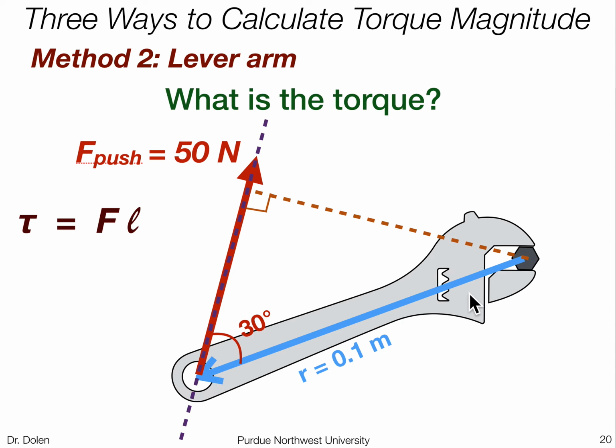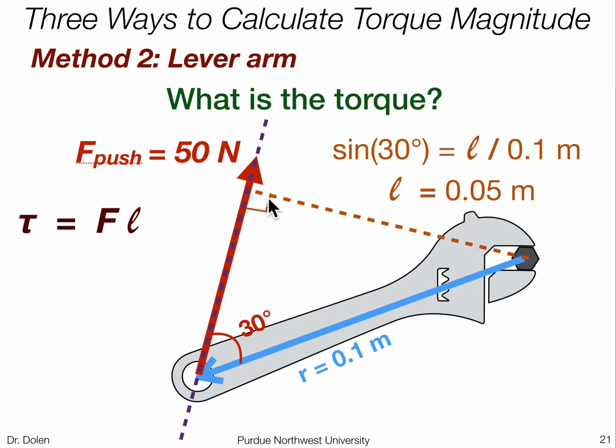So I have a triangle. I can figure out this side, which is opposite that angle. The sine of 30 degrees is given by opposite over hypotenuse. I have a right triangle here. This is the opposite side. That's my unknown, that's my curly L. This is my hypotenuse, and I know this. This is how far my axis of rotation is from where I'm applying the force. That's 0.1 meters. So I can solve for curly L, and I find that my lever arm is 0.05 meters.